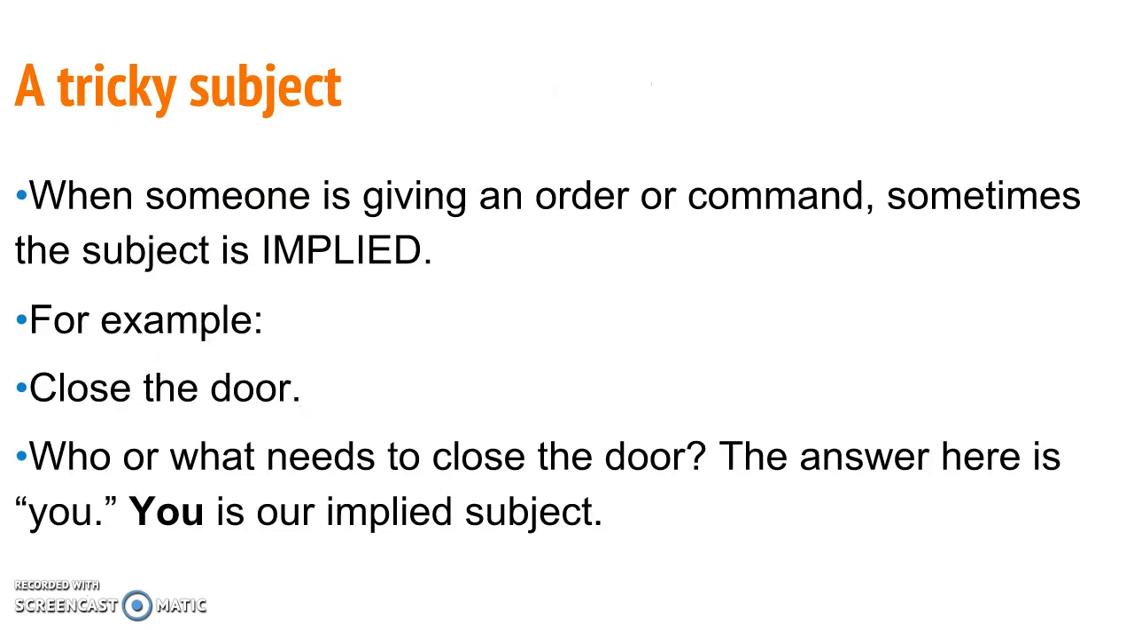Okay, so here's a tricky subject. When someone is giving an order or command, the subject is implied. So for example, close the door. Who or what needs to close the door? So the answer here is you. You is our implied subject. And it used to be that in writing you would have to say you, comma, close the door. But that takes a long time when you're trying to order someone around. So it's become acceptable to omit and take out the implied subject of you, and now we can just say the command.